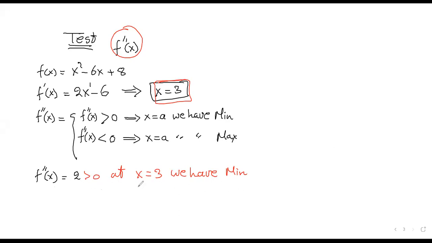have a minimum. And then we can find the y coordinate of the 3 by substituting this 3 into the y as we did. So it was a negative 1. So that's called the turning point. Now the nature of this turning point is a minimum. Okay, I'll give another example.